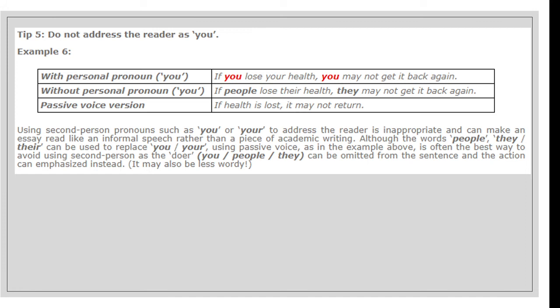So using second person pronouns such as "you" or "your" to address the reader is inappropriate and can make an essay read like an informal speech rather than a piece of academic writing. Although the words "people," "they," and "there" can be used to replace "you" and "your," using passive voice as in the example above is often the best way to avoid using second person as the doer. "You," "people," or "they" can be omitted from the sentence and the action can be emphasized instead. It may also be less wordy.